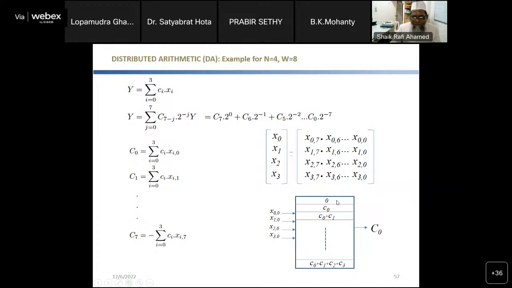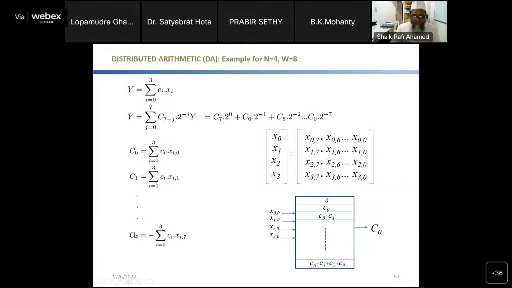Similarly for C1, we have a similar architecture. The values we store here are the same. The only difference is that instead of giving X00, X10, X20, X30, I give X01, X11, X21, X31, and I get C1. Similarly, if I give X02, X12, X22, X32, I get C2, and so on. So for C0 to C6, the contents we store are the same. Only by changing the address do I get C0 to C6.